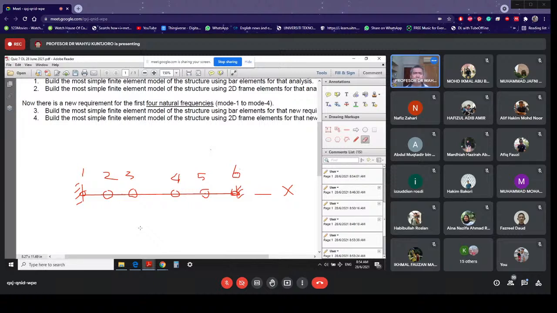What about if now we are doing a frame? If we are doing a frame, then you need only 2 nodes. Okay, let me show you that. I need to erase this. So now we are answering question number 4. We want to have 4 natural frequencies, but now it is a frame.